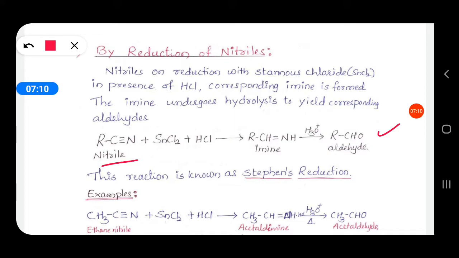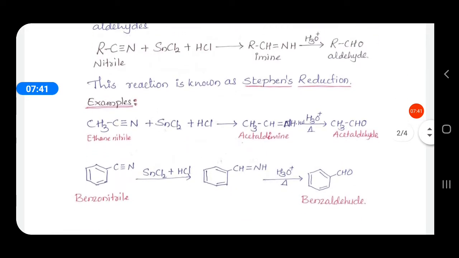Nitriles on treatment with stannous chloride in the presence of HCl undergo reduction. So initially they form imine. Imine is basic, so it reacts with the HCl present and becomes imine hydrochloride. This on hydrolysis gives aldehydes. This reaction is known as Stephen's reduction.